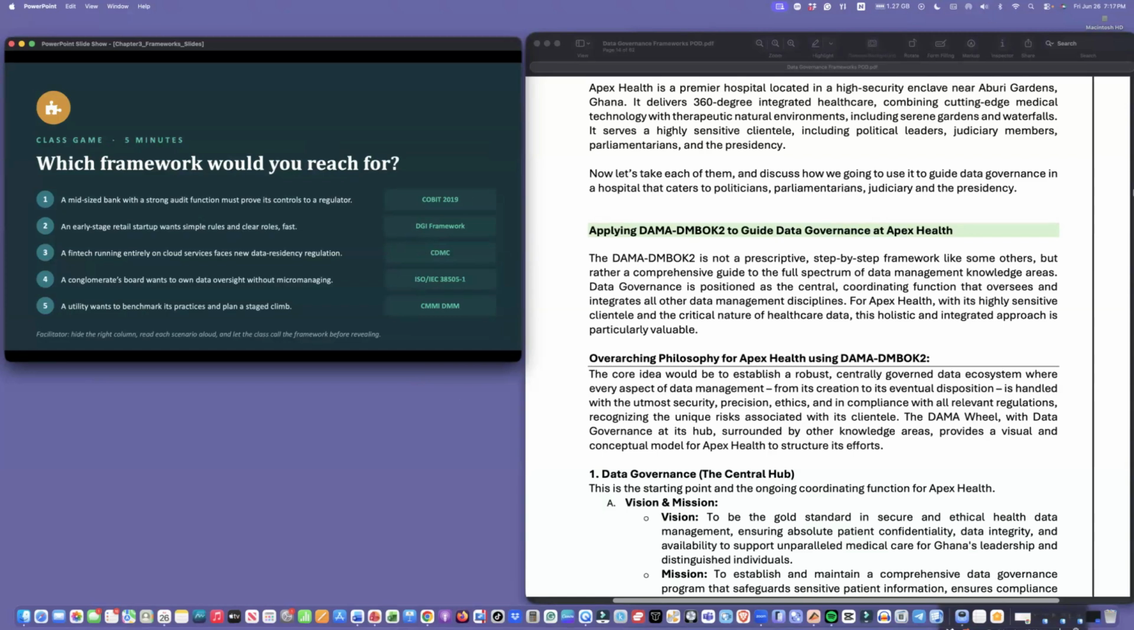Okay, then. So, which framework will you reach for? A mid-sized bank with a strong audit function must prove its controls to the regulator. An early stage retail startup. So in an examination, I can give you something like this and say, discuss which of these organizations it should fit, and you have to explain and defend like that.